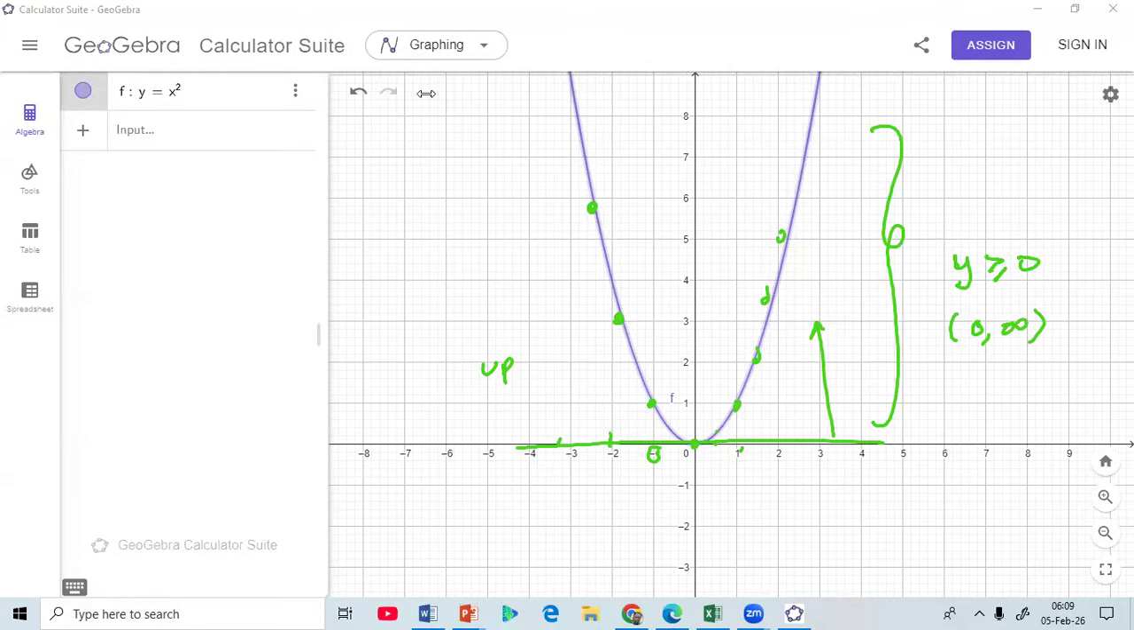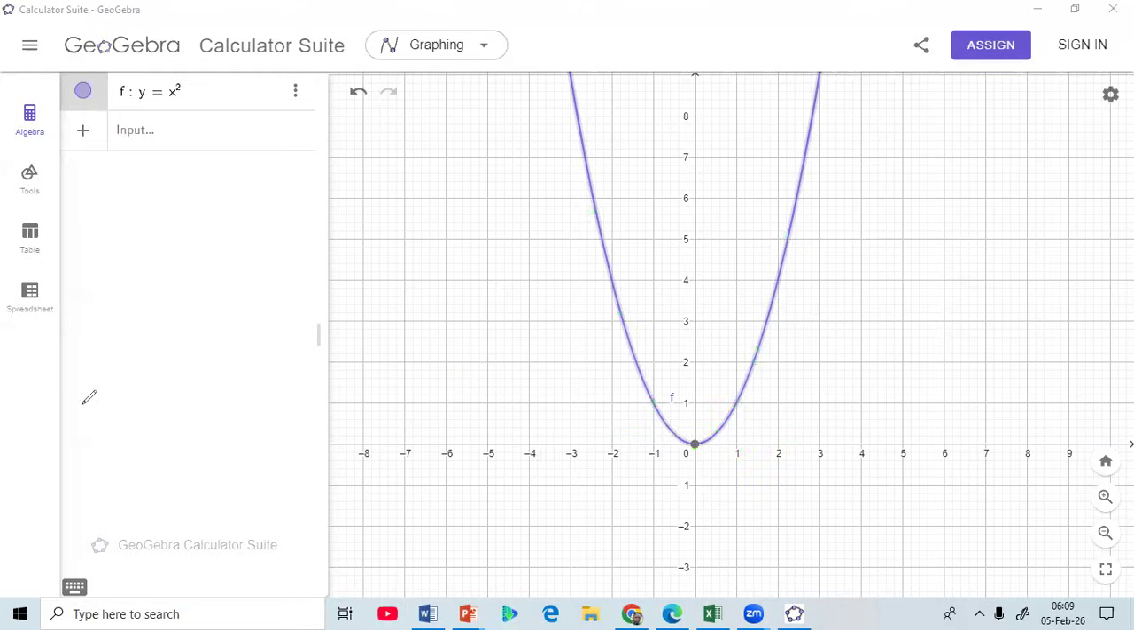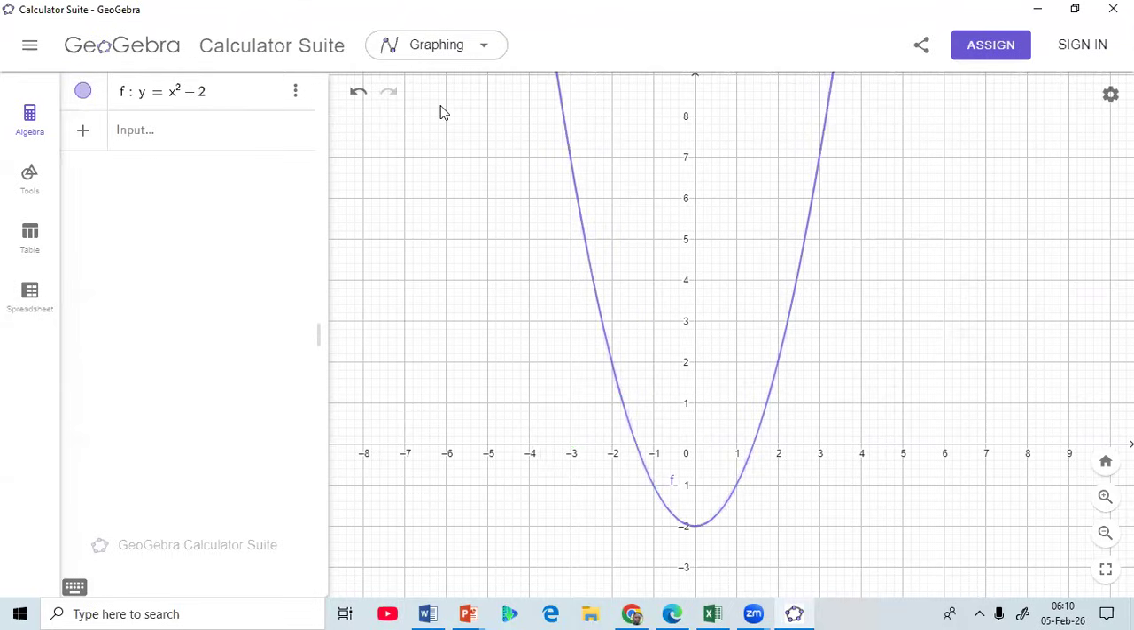I've said you need to understand the concept. Allow me to give you another one. Allow me to put 2. Look at my graph. Can you tell me in the chat, what do you think your range is for that particular curve?